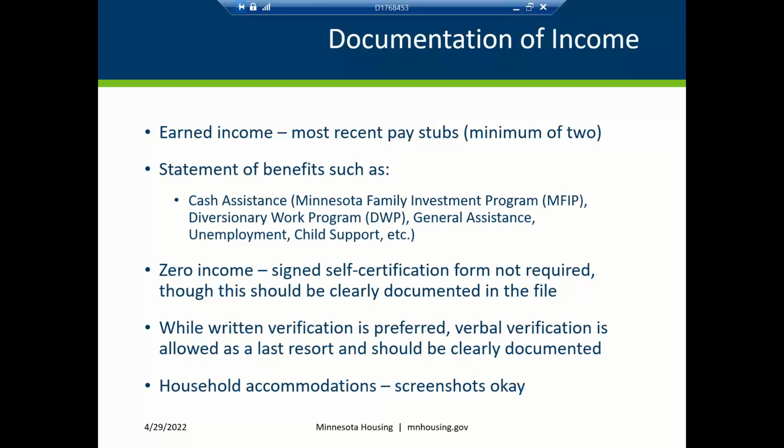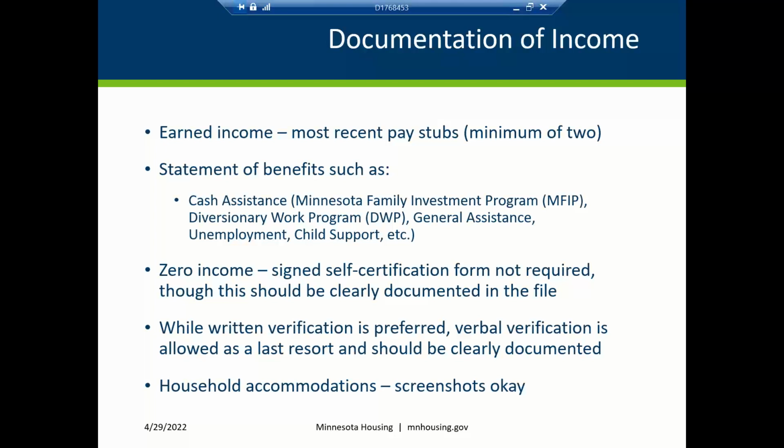If a household has 0 income, you can document either in a case note, or you can also use a 0 income self-certification form, though we don't require that. We just want to make sure that's documented somewhere, including the date that the household provided that information to you.